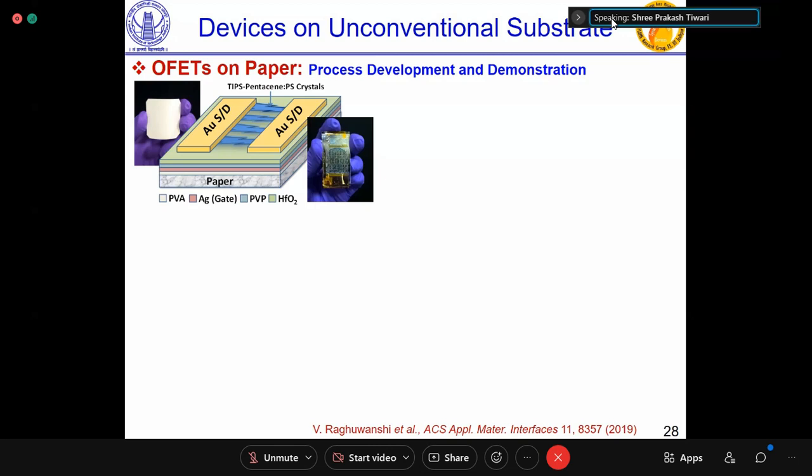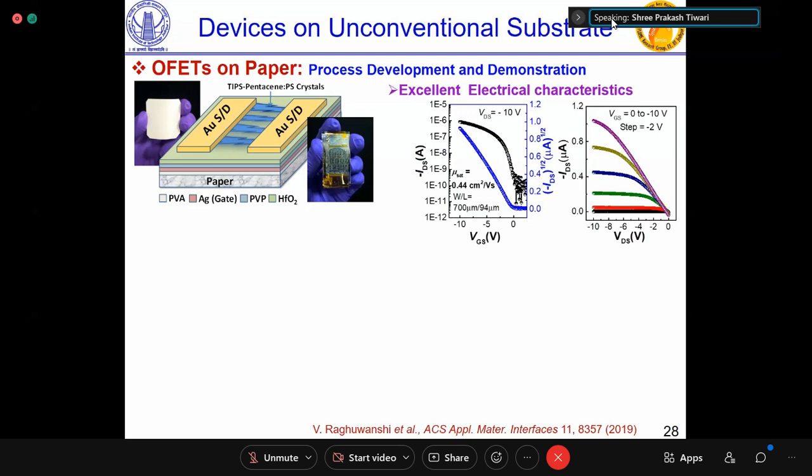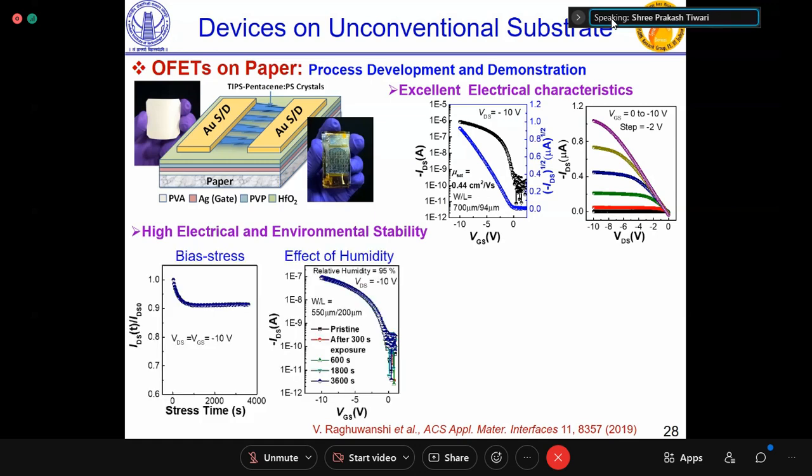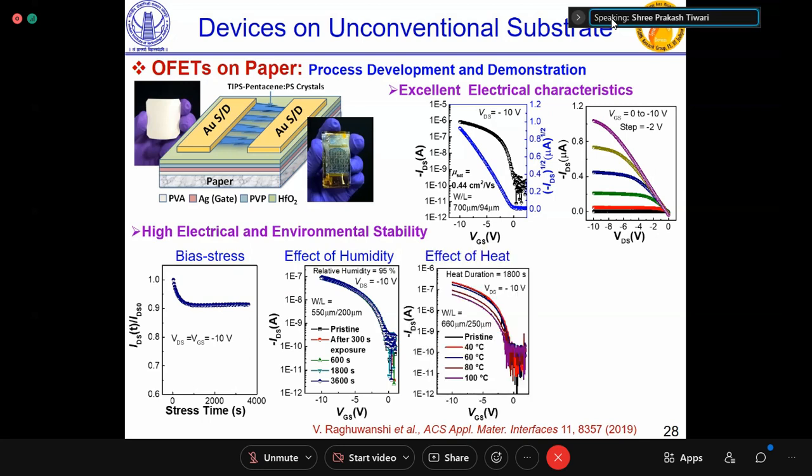We started with paper. Obviously, there were some planarization and other things which were required. And on paper also, we could demonstrate devices which were operating at 10 volt and with mobility of the same half centimeters per volt second, and which were very good at bias stress. They were very stable in humidity. Heat also, they were fine up to 60 degrees, but higher than that, there were changes.